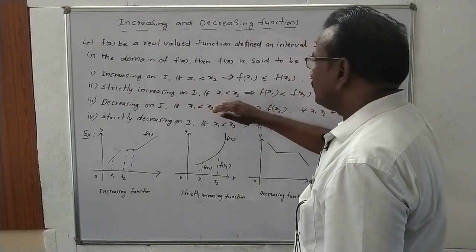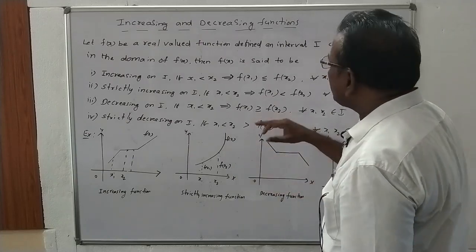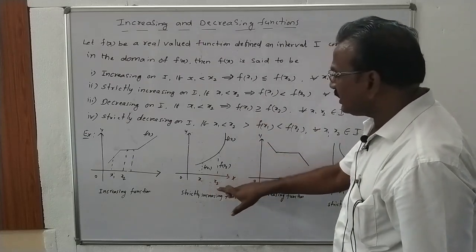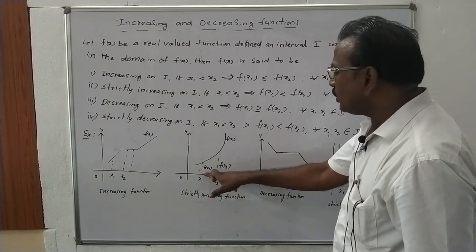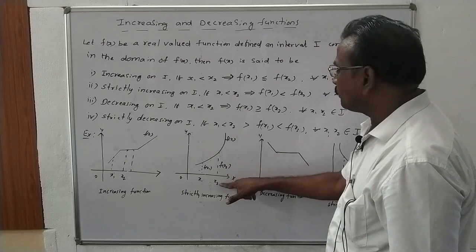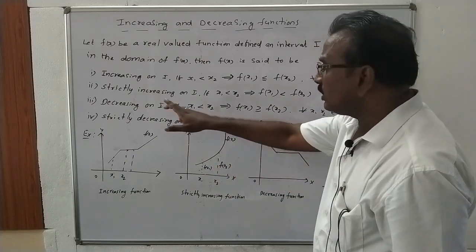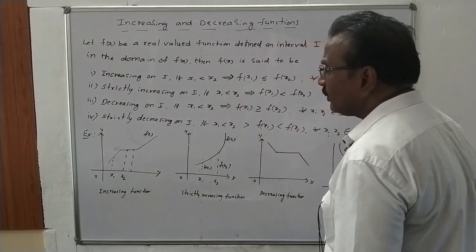Strictly increasing: when we say the function is strictly increasing on the given interval I, it means if x1 is less than x2, the height of the graph at x1 is strictly less than the height of the graph at the point x2. F of x1 is strictly less than f of x2, and the function is said to be strictly increasing on the given interval I.